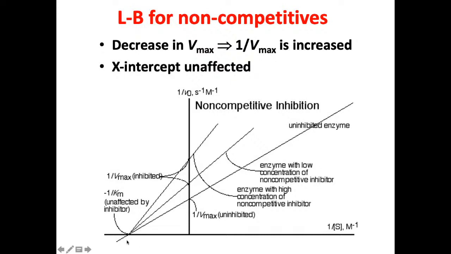So this is the uninhibited enzyme. This is your 1 over Vmax uninhibited, and this is minus 1 over Km. This is not affected in this case. It remains constant. But once you add a low concentration of inhibitor, you will see that with the low concentration, your 1 over Vmax is increased. And with a higher concentration, it is increased even more.